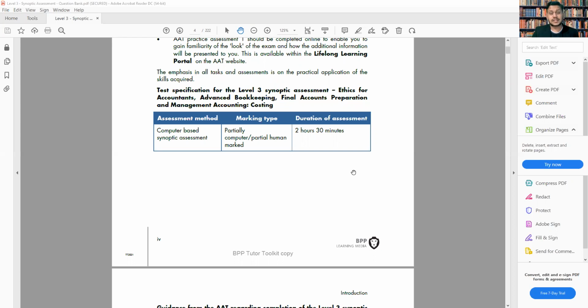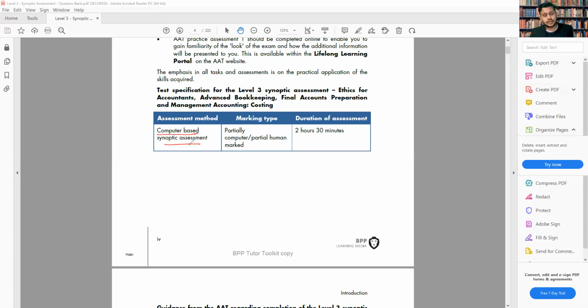So it will be very straightforward. You have to write the answer in the box, and you don't have to upload anything. So it's quite straightforward compared to the previous spreadsheet exam we had. Let's have a look at the assessment method. We can see it is computer-based, which you already know. All the exams we have are computer-based anyway.